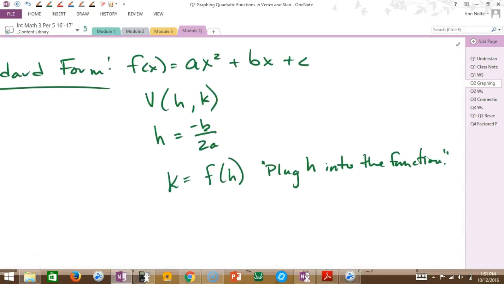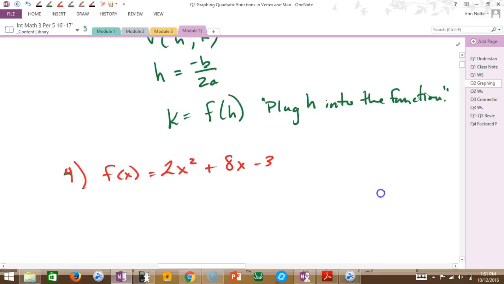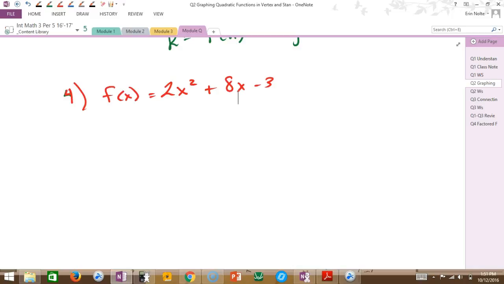Okay, are we ready for an example? We're still doing the same thing, just simply graphing our parabolas. This time though, I'm going to give you a function that's written in standard form. Let's say our equation is f of x is equal to 2x squared plus 8x minus 3. This is a standard form quadratic. The a value is the same a value from vertex form, so your a value is 2.